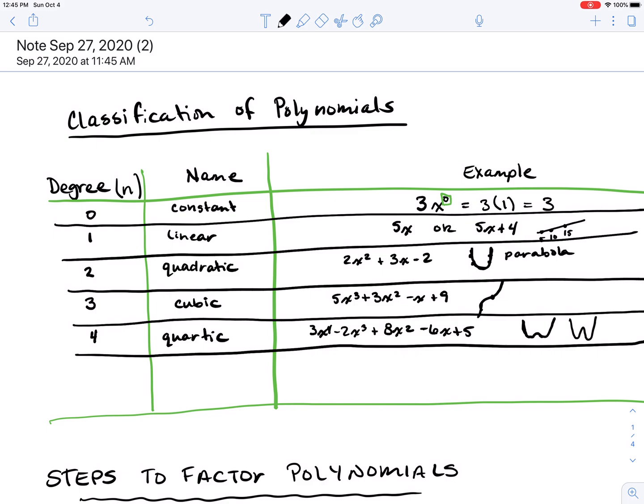Could be like that. And then what happens if the exponent is 5? So as in the example of minus 2x to the 5 plus 3x to the 4th minus x cubed minus 2x plus 6. These ones we call quintic.